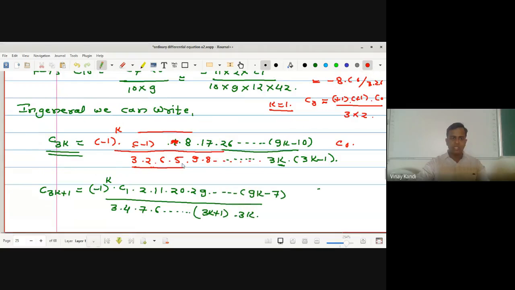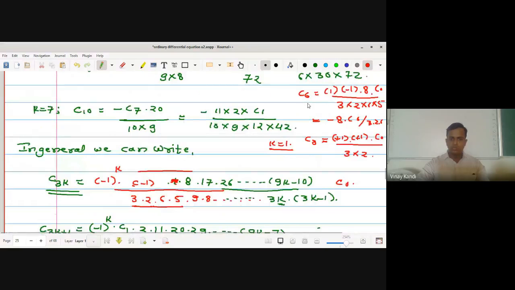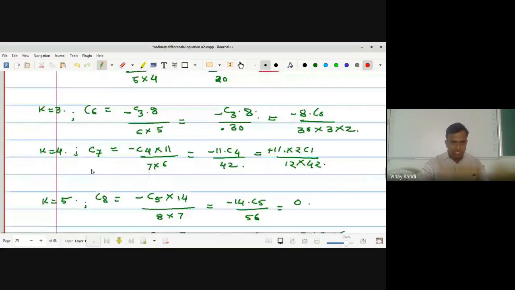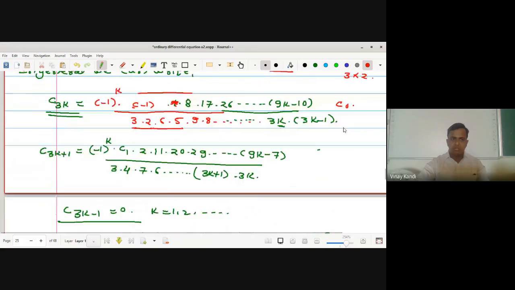Okay. Now put k is equal to 2 here. We get C6 is equal to, when we put k is equal to 2, what comes? Minus 1 raised to 2 is plus 1 here, and the first two terms come and the lower 4 terms come. Hence the value of C3k, that is C6, is equal to minus 8 into C naught upon 3 into 2 into 6 into 5. Okay, now put k is equal to 3.